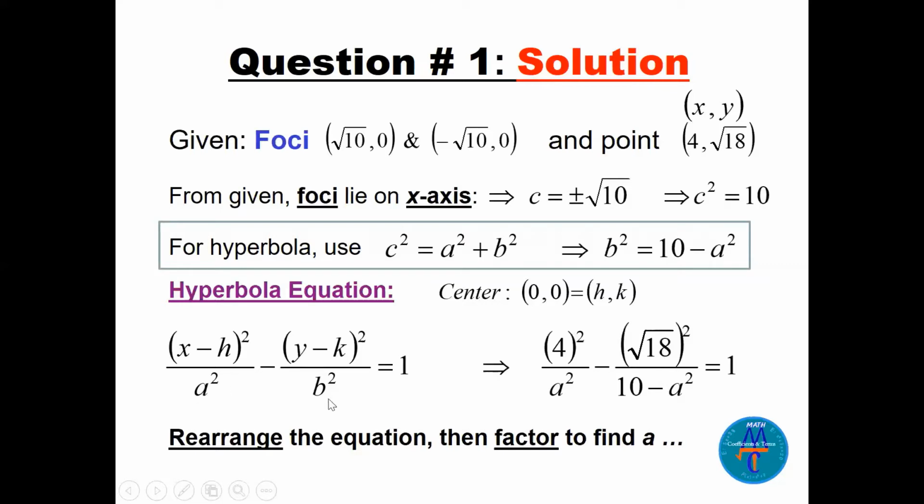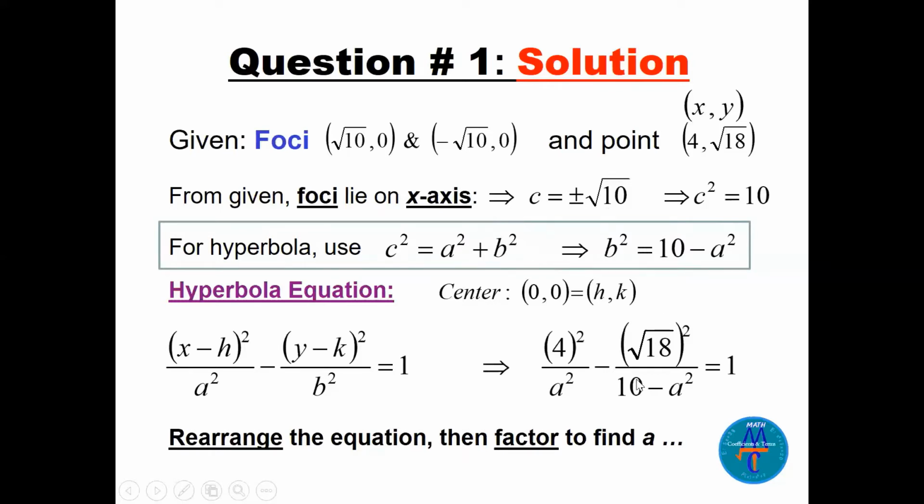Now listen here. A squared, B squared. I don't know A squared, I don't know B squared. But I know a relation between A squared and B squared. C squared: I will find the distance between the foci to C. So C will be plus or minus square root of 10. It's so simple. Square it, you get both sides. C squared is equal to 10. So in the C squared, I put 10. So B squared will be A squared minus 10.